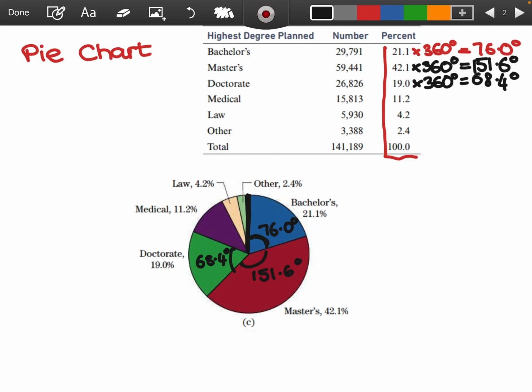You are going to get the number of people that are in each particular group. You're going to figure out the percentage of people in that group as a percentage of the whole, and then you're going to multiply each of those percentages by 360, and that will give you the angle in the pie chart for each section.